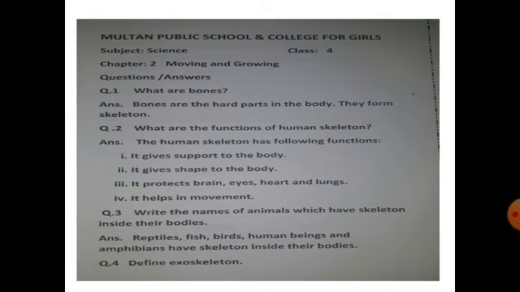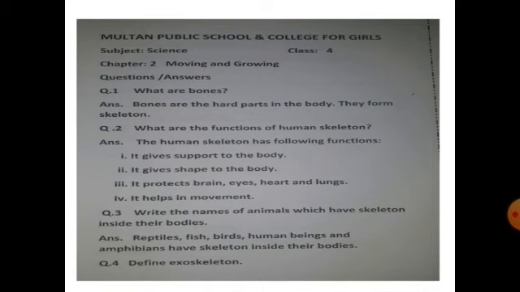Number 1, it gives support to the body. Number 2, it gives shape to the body. Number 3, it protects brain, eyes, heart and lungs. Number 4, it helps in movement. Question number 3, write the names of the animals which have a skeleton in their bodies. Answer is reptiles, fish, birds, human beings and amphibians have skeletons inside their bodies.